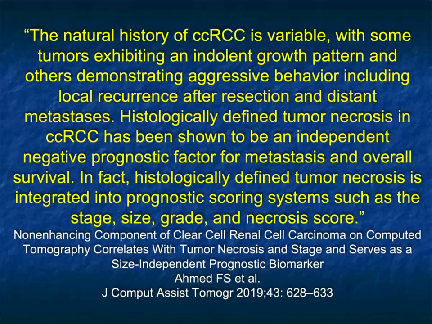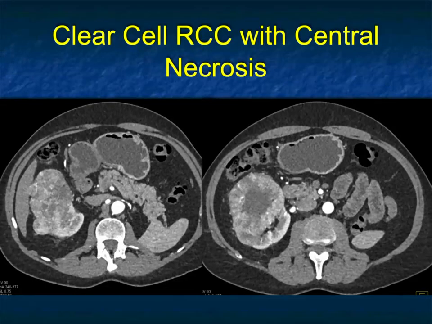Histologically defined tumor necrosis in clear cell has been shown to be an independent negative prognostic factor for metastasis and overall survival. In fact, histologically defined tumor necrosis is integrated into prognostic scoring systems such as the stage, size, grade, and necrosis score. So one of the things we also recognize is that the information we get from the vascularity of the lesion is not just simply papillary versus clear cell, but it's also telling you a lot about the tumor.